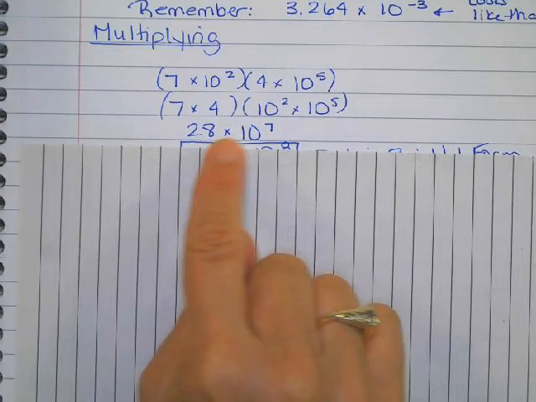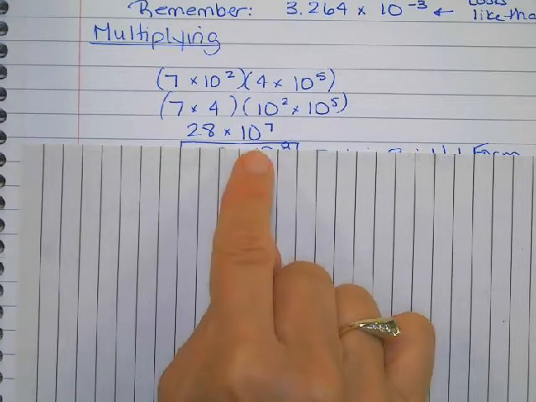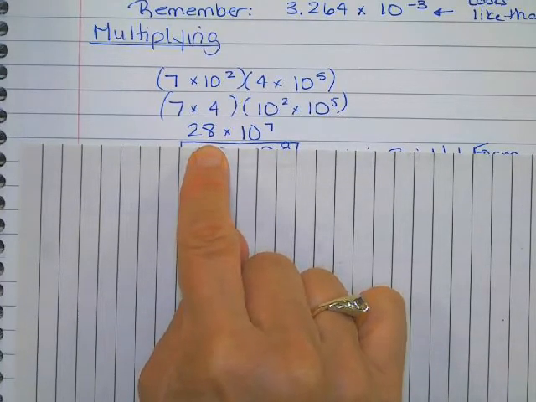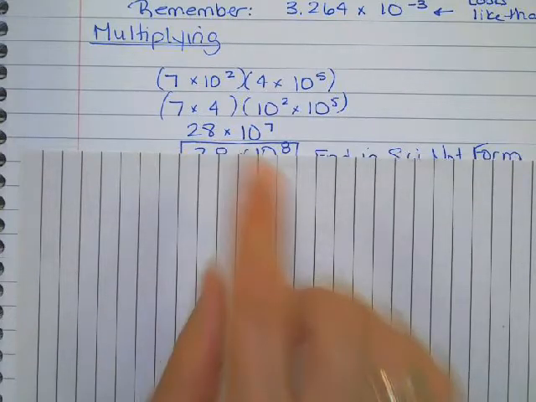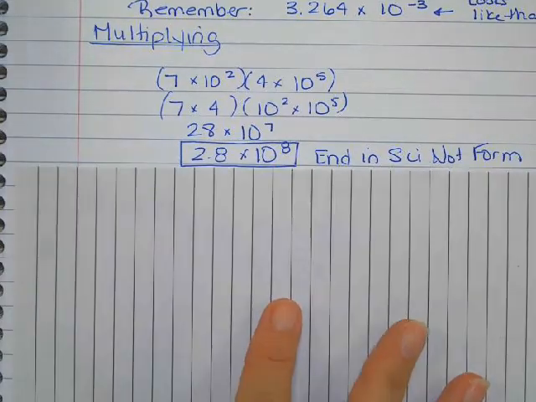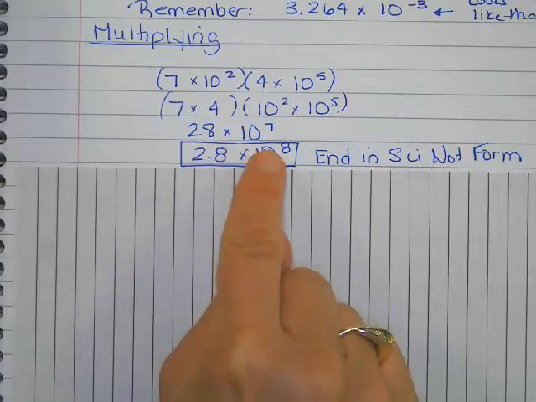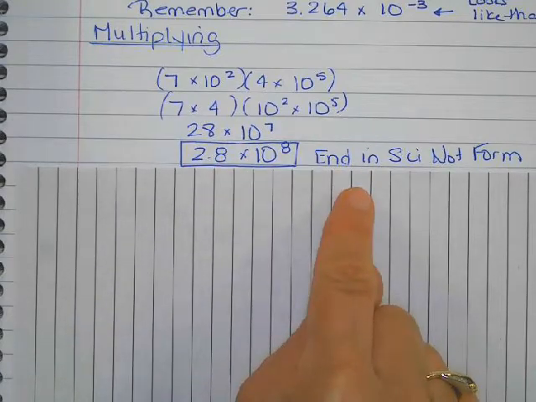We want this to be in scientific notation form. 28 is not in scientific notation form, so that 28 needs to become a 2.8. That gets smaller. Do you remember what happens? If that number gets smaller, that number gets bigger. So we're going to end our solution in scientific notation form by just making sure we have it back in the right format.